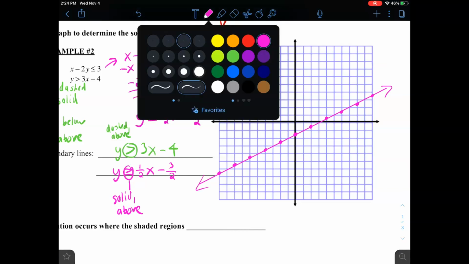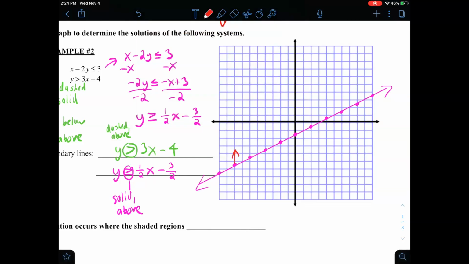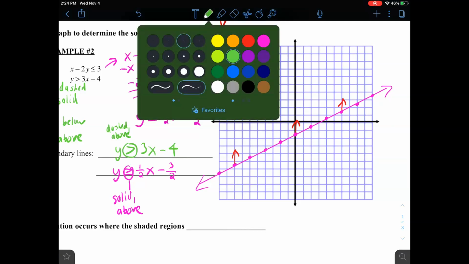And we're shading above, so I'm going to use red for the shading. I'm just going to draw a couple arrows. I'm not going to shade right away because it's actually where they overlap. I'm just going to draw a couple of arrows to show which direction we're going to go. All right, then we got the green one.